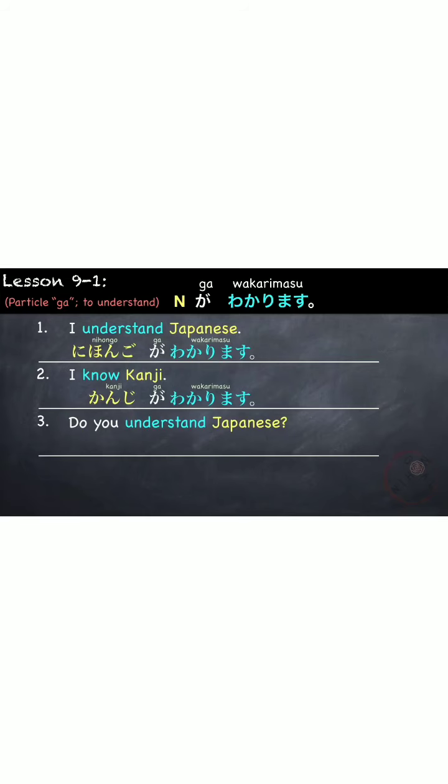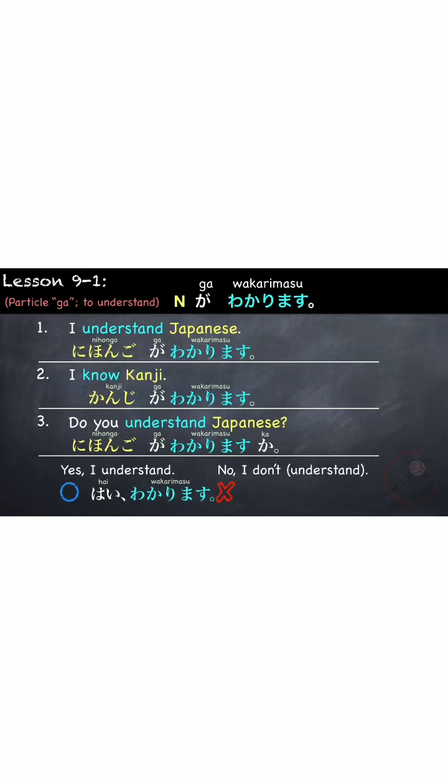To ask the question, do you understand something? In this example, do you understand Japanese or do you know Japanese? We say Nihongo ga wakarimasu ka? To answer the question, yes, I understand, or yes, I know. Hai, wakarimasu. Or, no, I don't understand. Iie, wakarimasen.